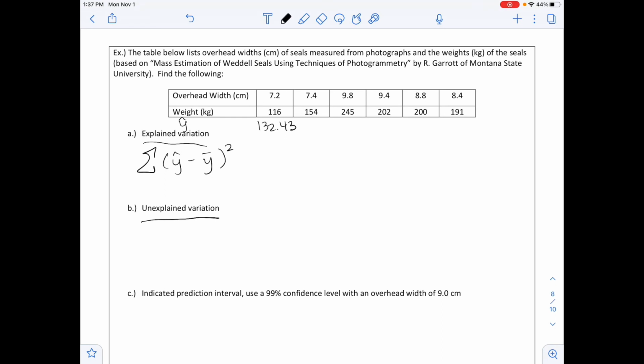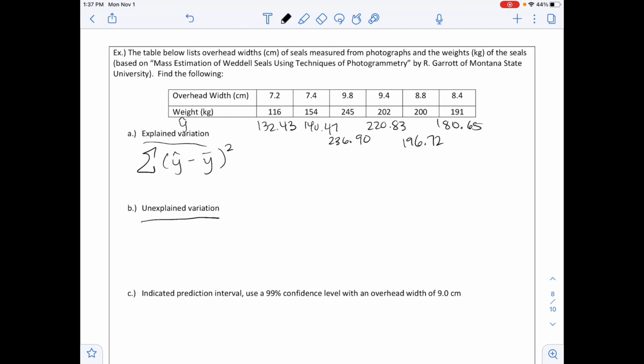Then substituting in 7.4 into our regression equation, we get 140.47. Likewise, for the next one, we get 236.90. The next one is 220.83. The next one is 196.72. And the last one would be 180.65.